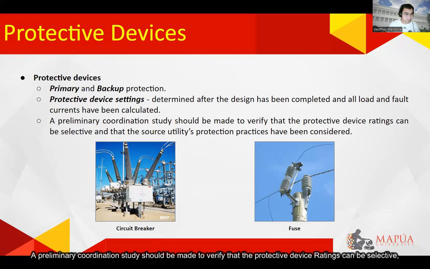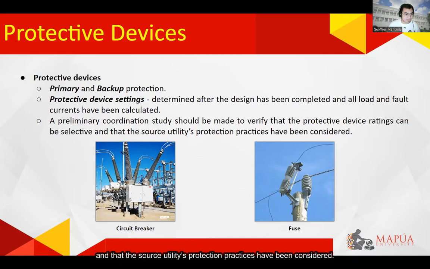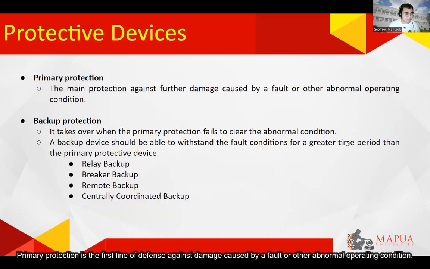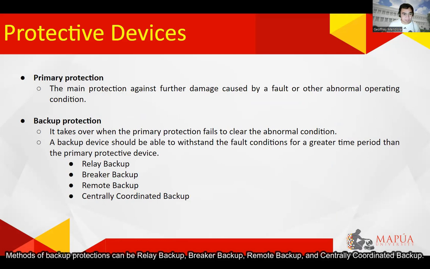A preliminary coordination study should be made to verify that the protective device ratings can be selective and that the source utilities protection practices have been considered. Primary protection is the first line of defense against damage caused by a fault or other abnormal operating condition. As a precautionary measure, additional protection is generally provided and is called backup protection. A backup device should be able to withstand the fault conditions for a greater time period than the primary protective device. Methods of backup protection can be relay backup, breaker backup, remote backup, and centrally coordinated backup.